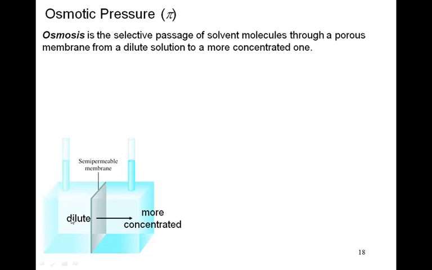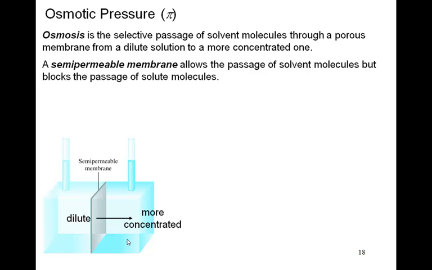What this arrow is trying to show us is that solvent molecules pass through this semi-permeable membrane from the dilute side, which is of higher vapor pressure, to the more concentrated solution side, which has a lower vapor pressure. Remember, the vapor pressure is dependent upon the concentration. The more dilute it is, the higher the vapor pressure is going to be, and the more concentrated it is, the lower the vapor pressure is going to be. So the solvent molecules travel from an area of high vapor pressure to an area of lower vapor pressure through the semi-permeable membrane.